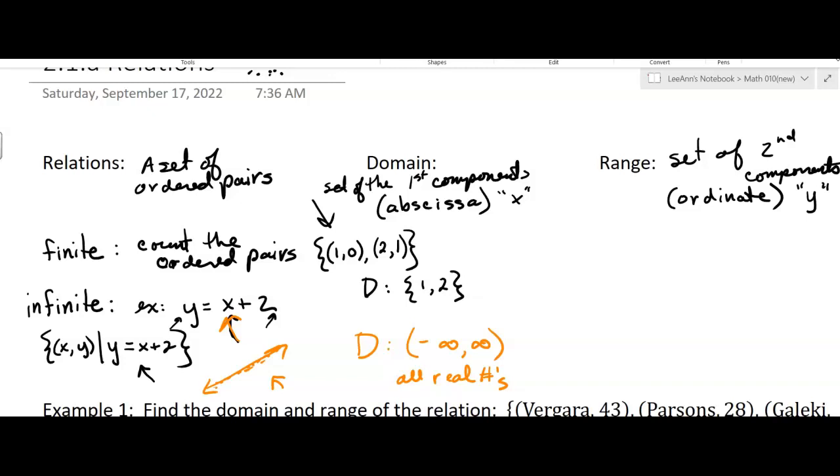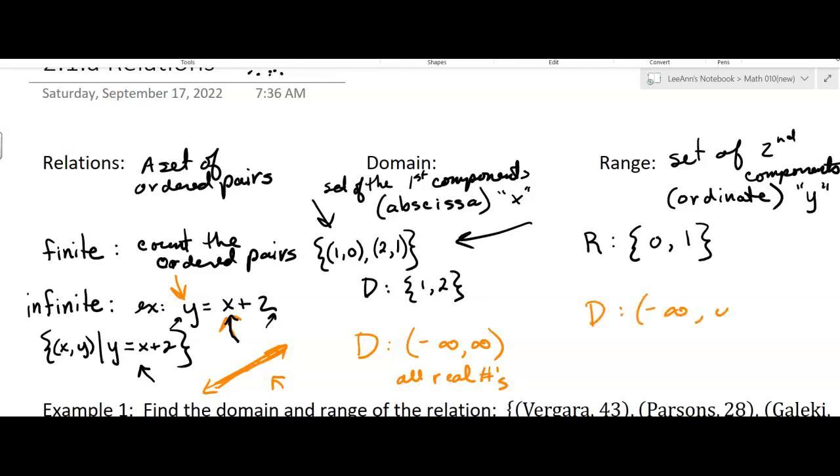So in my relation here that I had, if I wanted to list the range, and I usually just put R for range, but you should probably spell it out. It'd be the set. I only have two second components, 0 and 1. So I just list them because I can. It's finite, so I can just list the range. Okay. For the infinite set, well, what could I get out for y? Well, I could actually get any real number because this line that I have drawn, it goes on and on and on, and so the domain would be all real numbers.